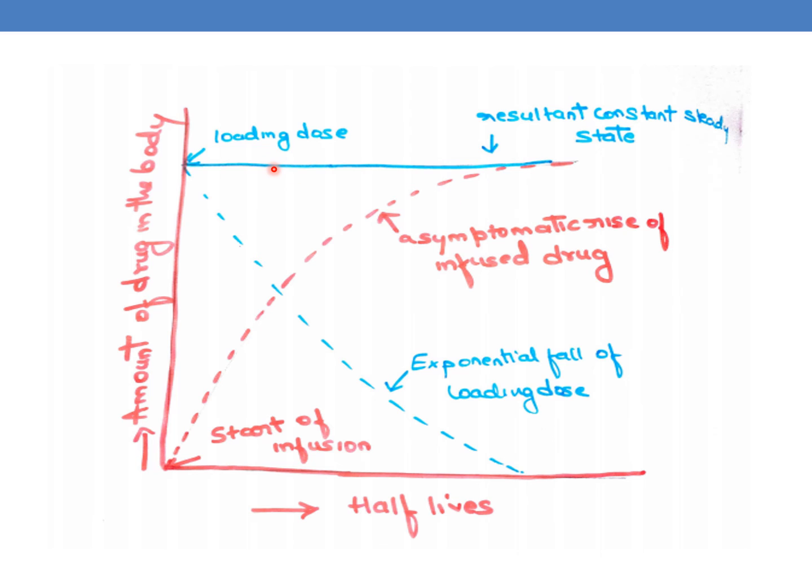So this is the loading dose, and progressively there will be an exponential fall in the loading dose. For that reason, a loading dose is immediately followed by the IV infusion in order to maintain the steady state concentration. So this is the asymptotic rise from the infusion rate, and this is the exponential fall in the loading dose. Both of them are given. Loading dose plus infusion rate is given in order to maintain a steady state concentration.